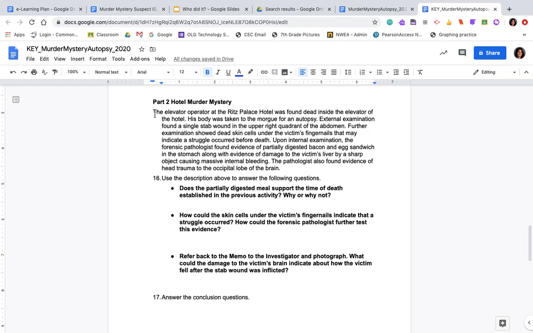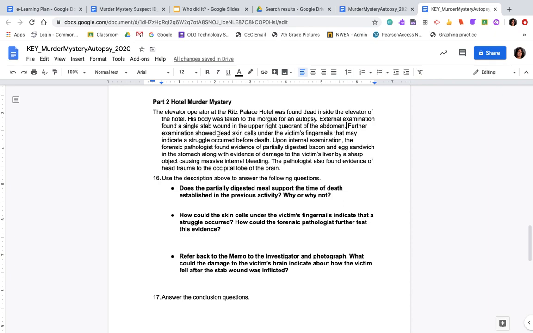So this paragraph right here talked about what was found in the external and the internal autopsy, which gives us a lot of clues to what took place before the murder and what the cause of death was. So I want to go through a few things. The body was taken to the morgue for autopsy. The external examination happened and found a single stab wound in the upper right quadrant of the abdomen. Okay, so we knew that.